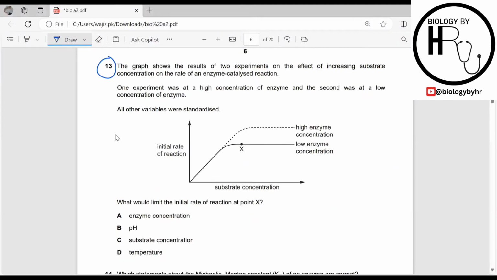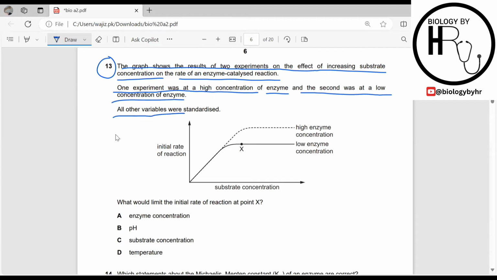Question 13 says that the graph shows the results of two experiments on the effect of increasing the substrate concentration on the rate of an enzyme catalyzed reaction. One experiment was at a high concentration of enzyme and the second was at a low concentration of enzyme. All the other variables were standardized. So they are showing the graph of the rate of reaction versus the substrate concentration. What would limit the initial rate of reaction at point X?